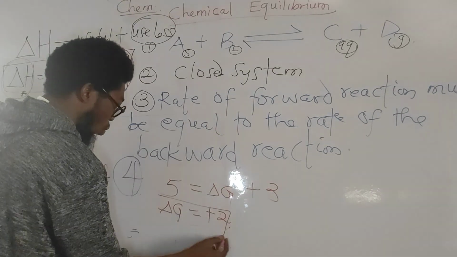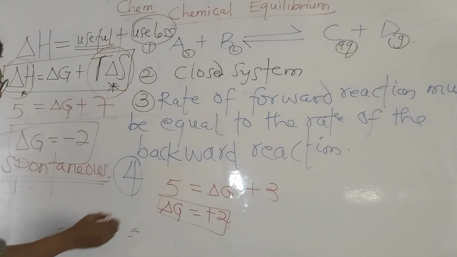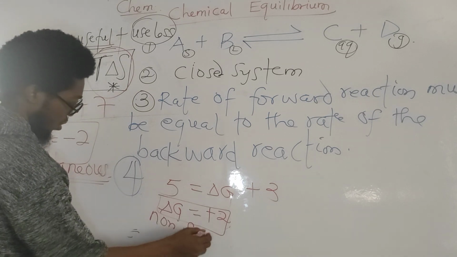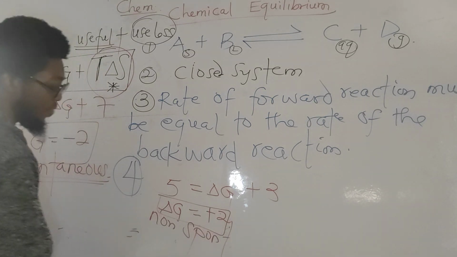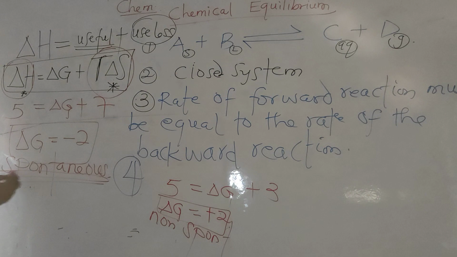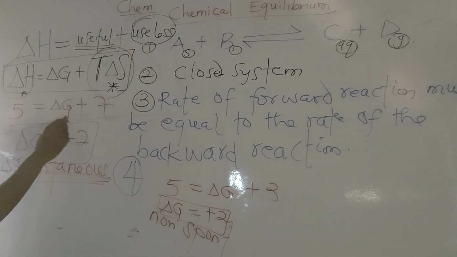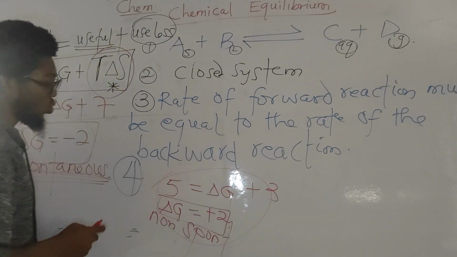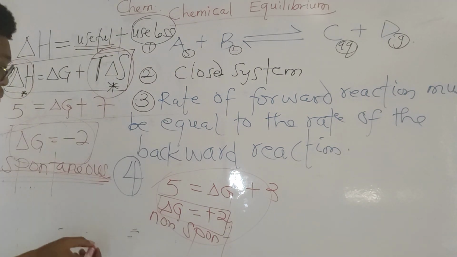Or greater than 0. In this system, I will say that the system is non-spontaneous, or the reaction is not visible. But here, the reaction is visible. Why? Because it can occur on its own. But this can never occur on its own. But what do you think is going to happen?